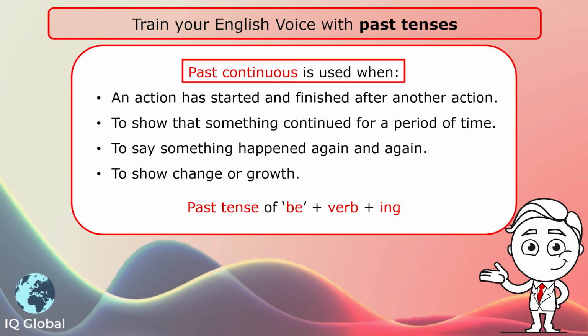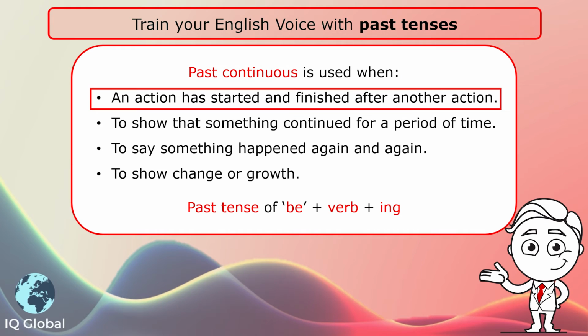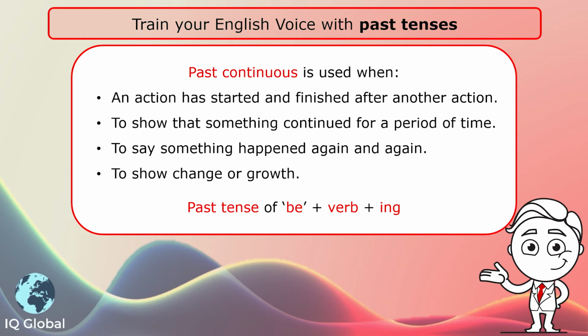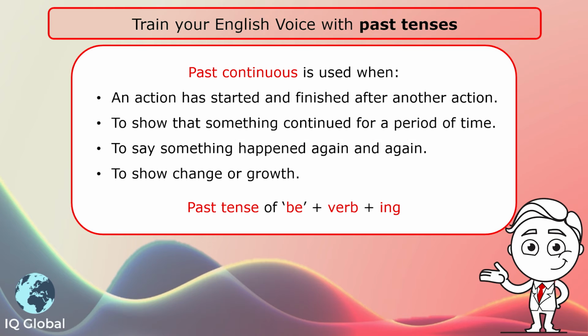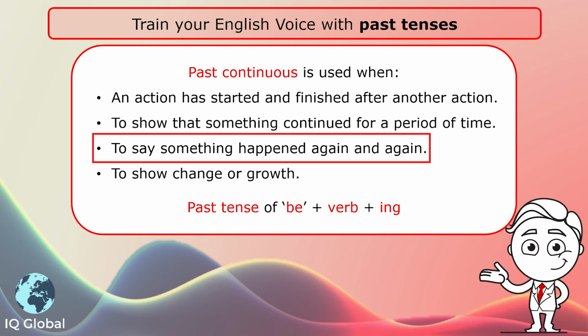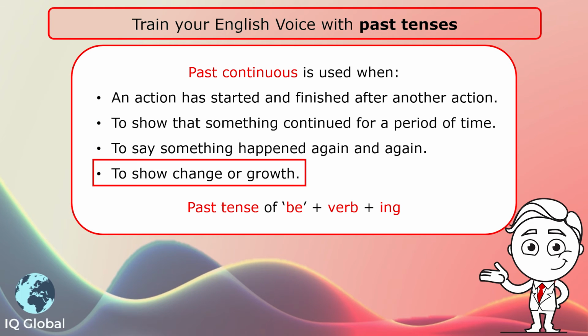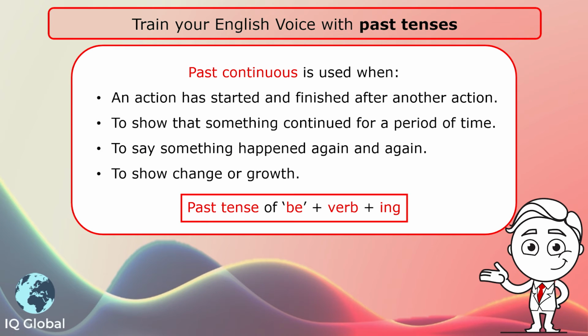And finally, the past continuous. This is used when an action has started and finished after another action, to show that something continued for a period of time, to say something happened again and again, or to show change or growth. And we form this by using the past tense of to be plus the verb plus ing.